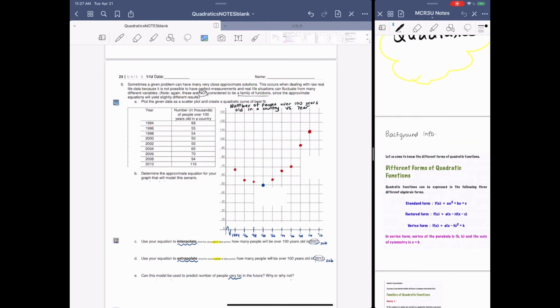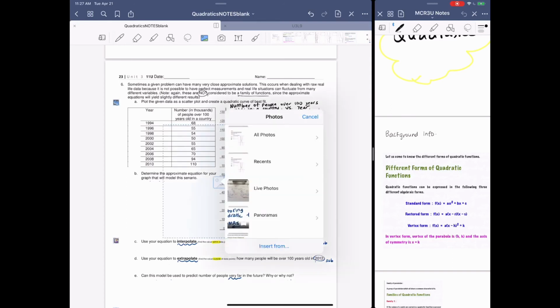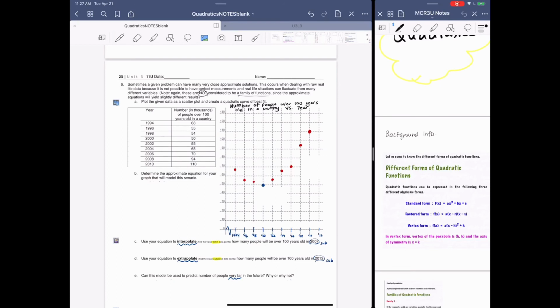Okay, question 6. Sometimes a given problem can have many very close approximate solutions. This occurs when dealing with raw real-life data because it is not possible to have perfect measurements, and real-life situations can fluctuate from many different variables. Again, these are not considered to be a family of functions since the approximate equations will yield slightly different results. Plot the given data as a scatter plot and create a quadratic curve of best fit.